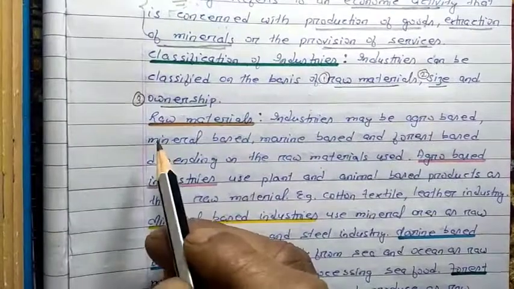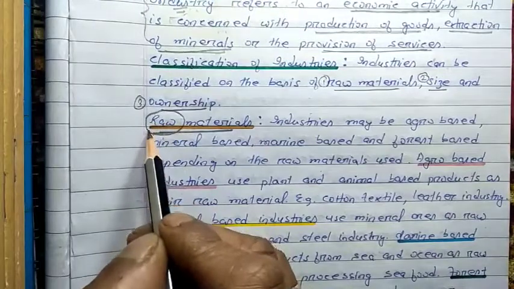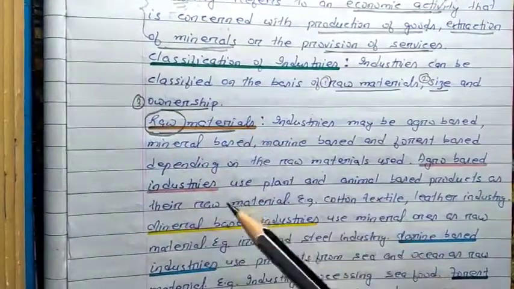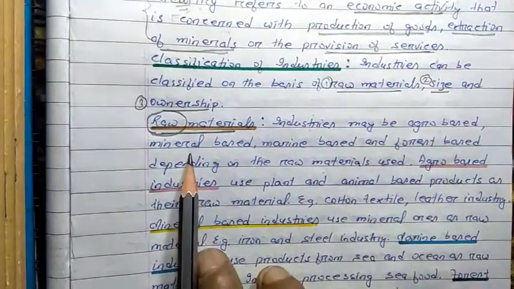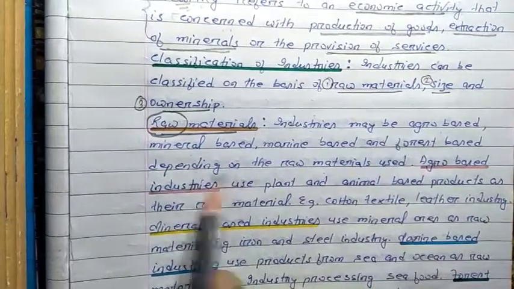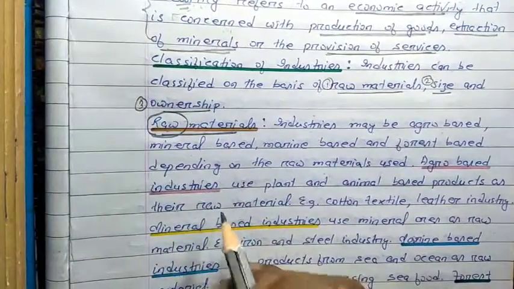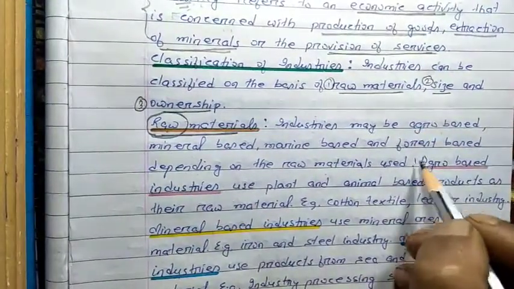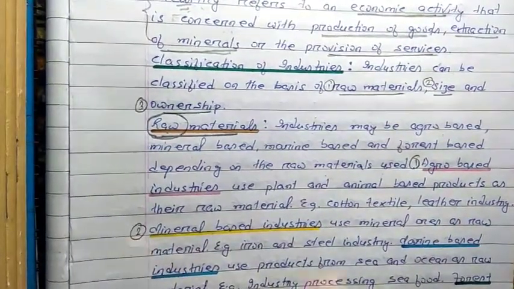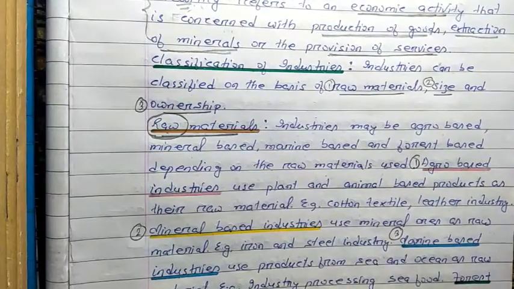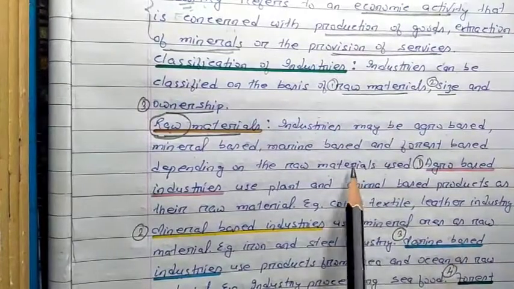First of all, I am going to explain on the basis of raw materials. I hope everybody knows the meaning of raw materials. They are raw products which are used for making some finished products. Industries may be agro-based, mineral-based, marine-based, and forest-based depending on the raw materials used. We can say on the basis of raw materials, industries can be classified into four types. What are they? One is agro-based industry, second is mineral-based industries, third is marine-based industries, and fourth is forest-based industries. From the name itself, we can easily understand the definition of these industries.